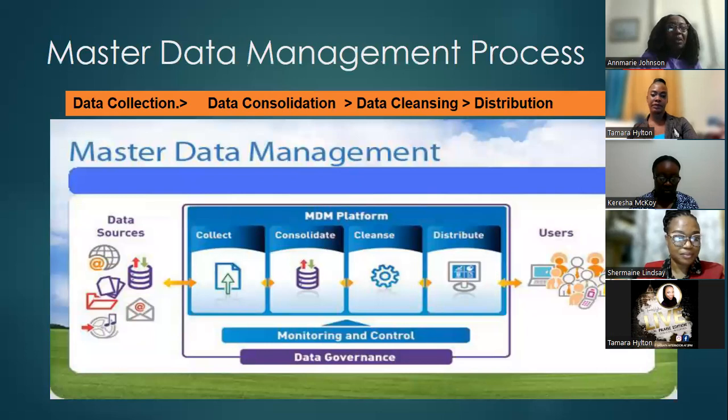Now we're also going to be looking at the process of master data management. What happens is that we will first collect our data from various sources, and then we will consolidate that data, and then we will also clean the data to ensure that there is no duplication or inconsistency, and then we will distribute it to our users. We will use data governance to monitor and control this process.